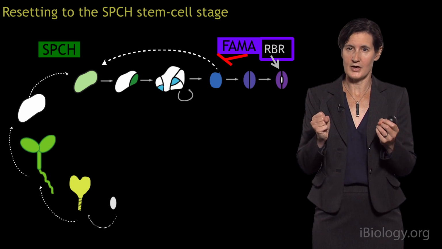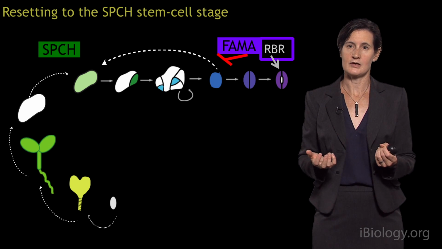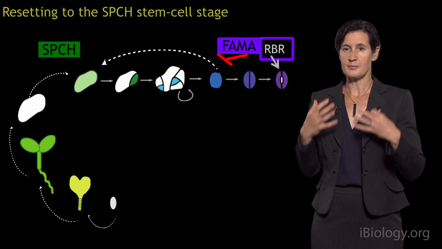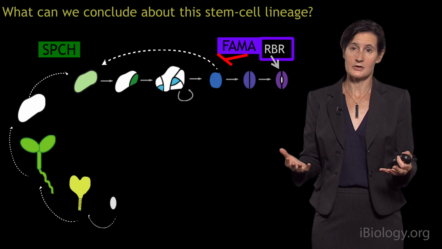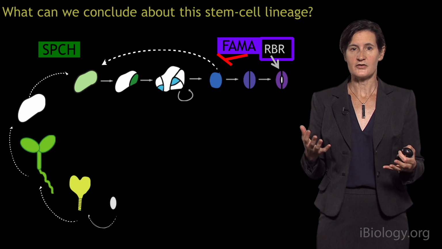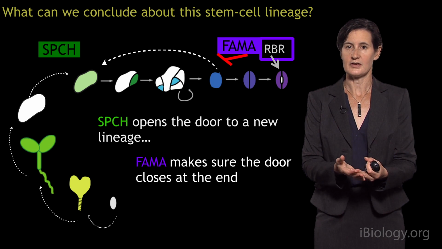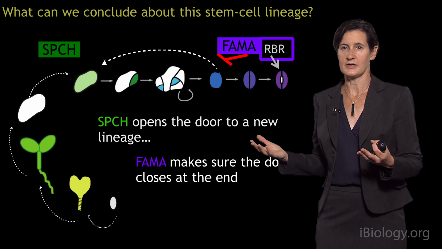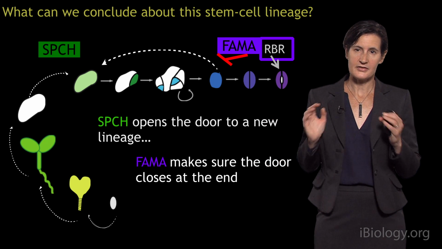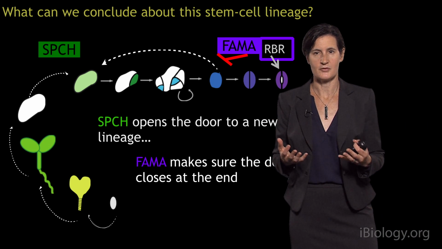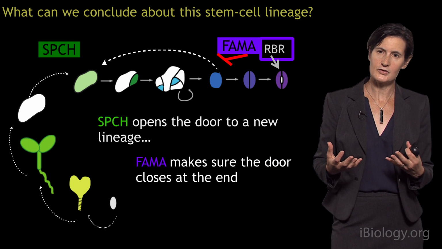So we have these two factors. Remember, speechless and Fama are sisters. They're very closely related proteins, so they have a lot of the same properties. We have one that massively starts the lineage. And so what can we conclude about this is that we've got something like speechless that opens the door to a new lineage, resets it. And then you have something related to it that shuts the door at the end to make sure that things are locked in place. And thinking about that in terms of what we know from animals, and the fact that they're using proteins that we know about from animals, this is really interesting.